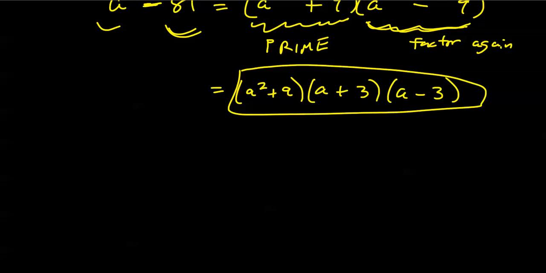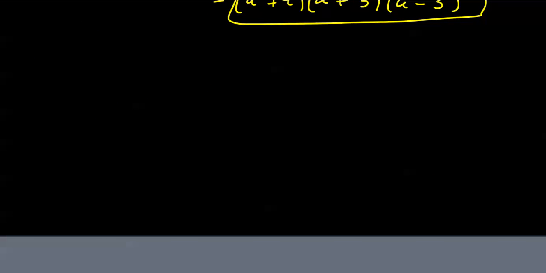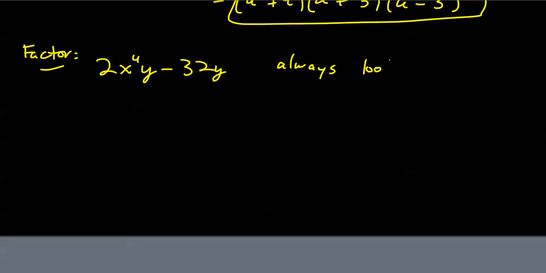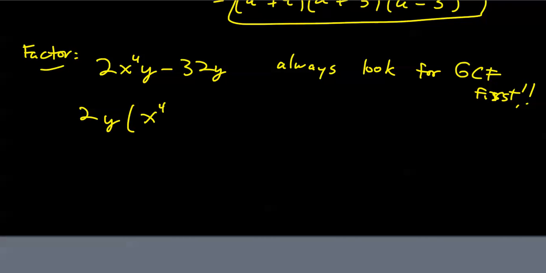Okay. Let's do some harder ones here. Factor 2x to the fourth y minus 32y. Well, 2 is not a perfect square. 32 is not a perfect square. What can I do here? Well, as we said in previous sections, always look for a GCF first in any factoring situation. Alright, the GCF here is going to be 2y, is it not? I can factor out a 2y, and the remaining binomial factor then will be x to the fourth minus 16.